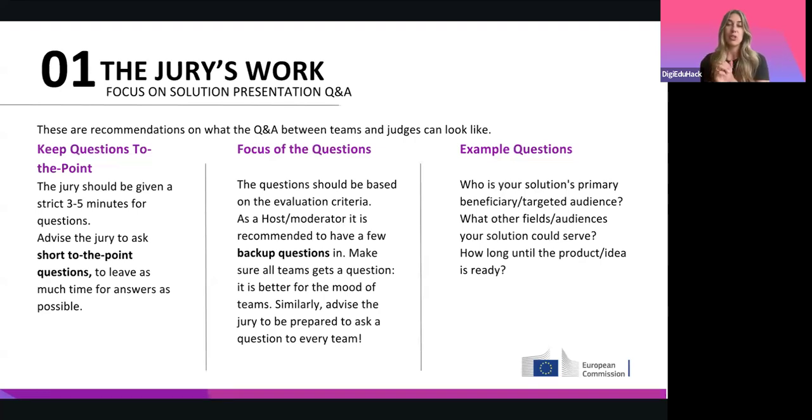Do advise the jury to keep the questions to the point and jump straight into the actual question. Keep them short and sweet, because the Q&A time, be it 3 or 5 minutes, goes by really fast. The questions should also be based on the evaluation criteria. So do have some questions that actually support the work that the teams have been working on and the instructions that they have received. And you have some example questions there as well, to give to the judges if they worry that they wouldn't come up with questions on the spot. Usually they do know exactly what they want to ask, but it never hurts to have a few backup questions.